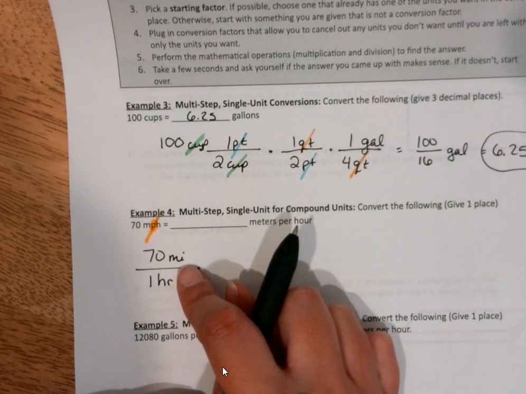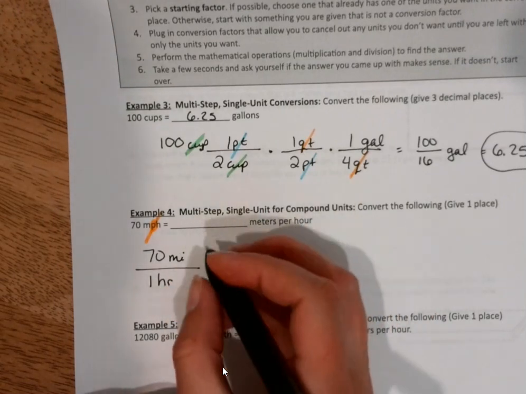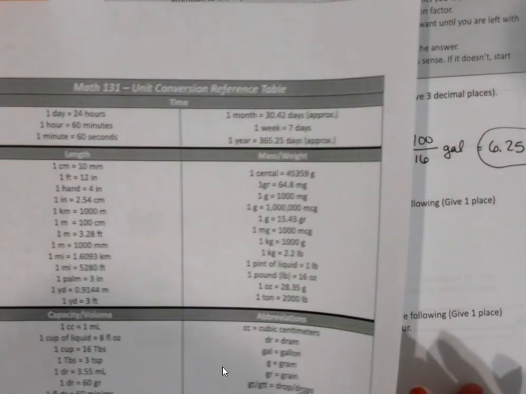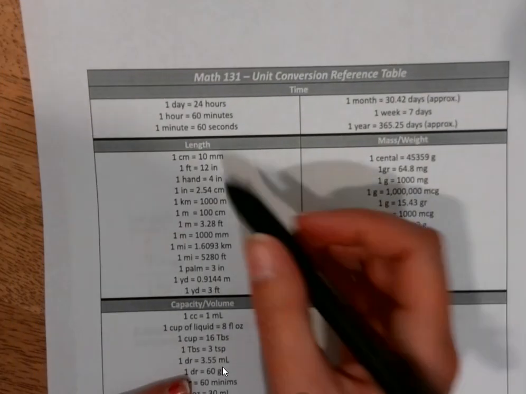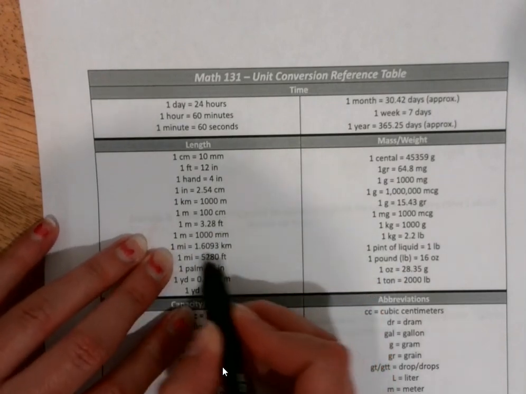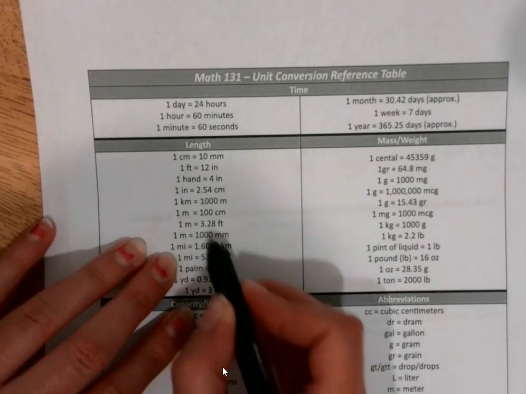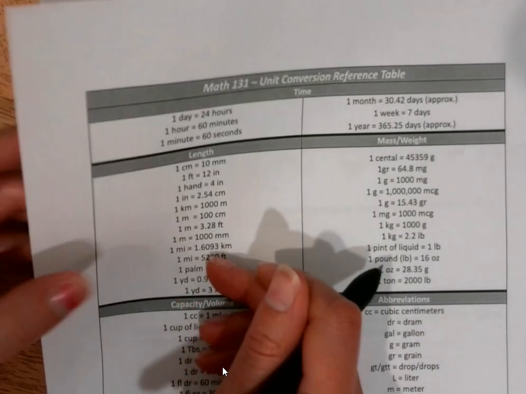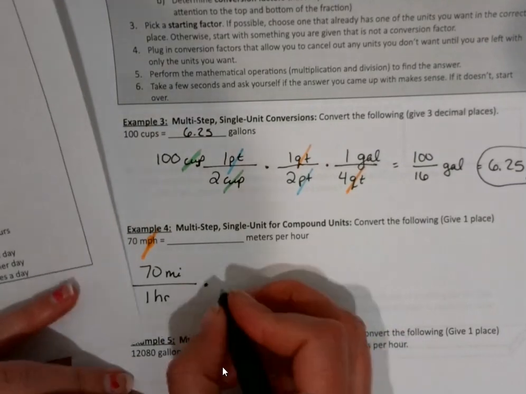I'm going to try to get into meters, leaving hours alone though. So I'm just focused on miles. With a length measurement, I can go miles into kilometers, and then I'll be able to go from kilometers into meters. So I see my path right there. Miles into kilometers. So miles go into the denominator.